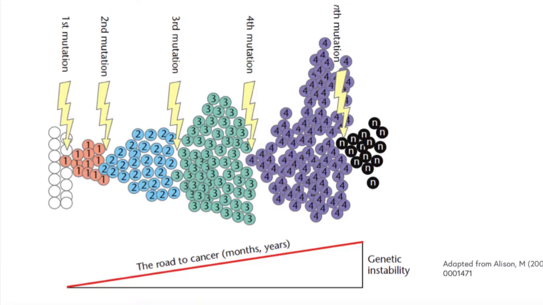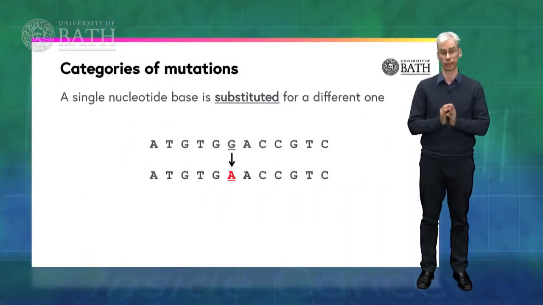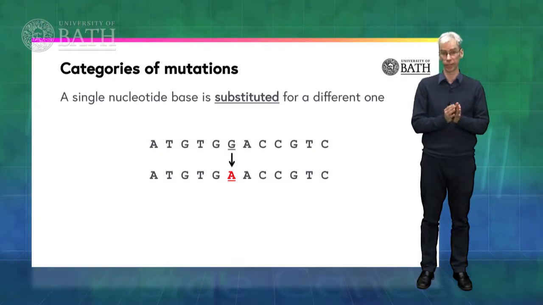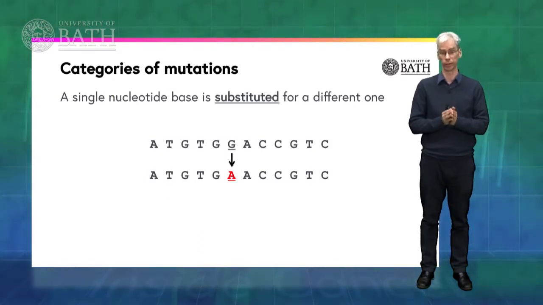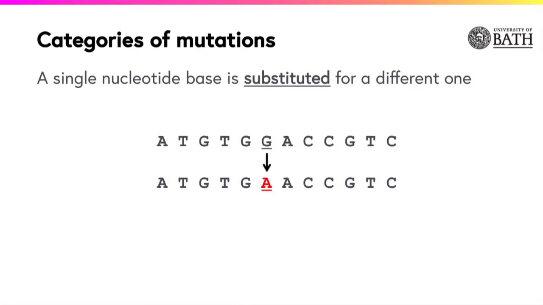So let's look at mutations in a little bit more detail at the molecular level. You can categorize mutations in various ways, and the simplest type of mutation that you can have is what we call a substitution. The example I'm showing here, we have the parental template strand, which has a G in one location, and after the mutational event, the progeny strand has now been substituted, that G, for an A, and that now gets passed on to all the subsequent cells.